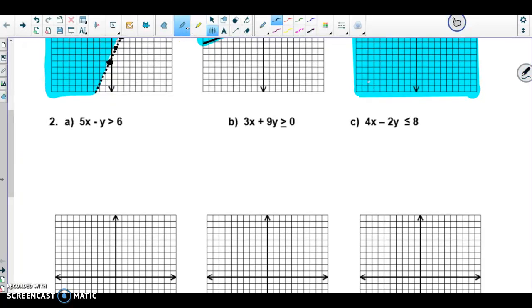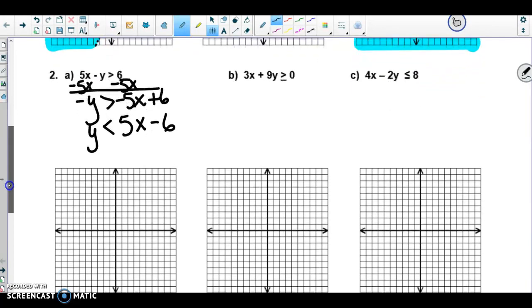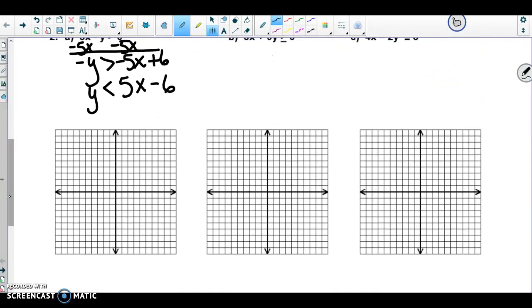It makes it so much easier. So the first thing I'm going to do, get rid of my x, so I'd have negative y is greater than negative 5x plus 6. And then here's the deal. I basically need to divide everything by negative 1 because there's a negative sign in front. So to make that positive, I divide by negative 1, and when that happens, I flip my sign. And I have 5x and minus 6 in this case. When I go to graph, I'd start out at negative 6, and my slope is 5, so I'm going to go up 5 and over 1. This one's going to be really steep.